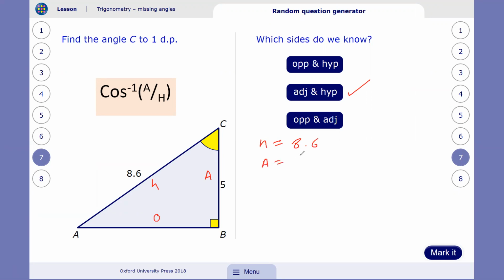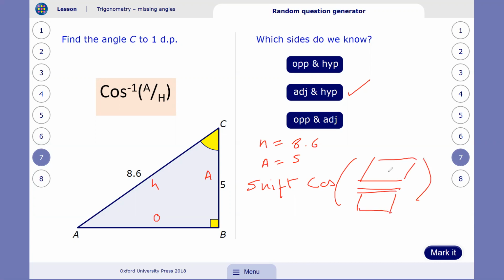So what we're going to put there is, we know that H is 8.6, A is 5, so you're going to do shift cos, which will give you cos to the minus 1. Then again, I like to use my fraction buttons, so put your fraction button in there. We'll close it off as well, and inside here we're going to put 5 over 8.6, and if we do that, we should get 54.45 degrees.